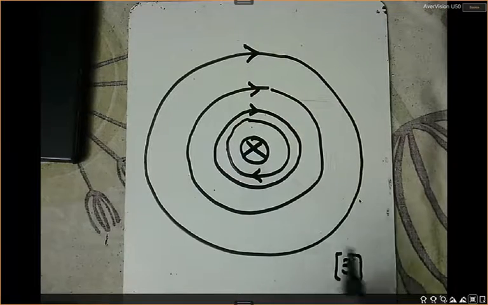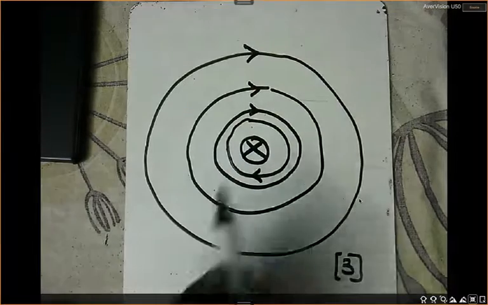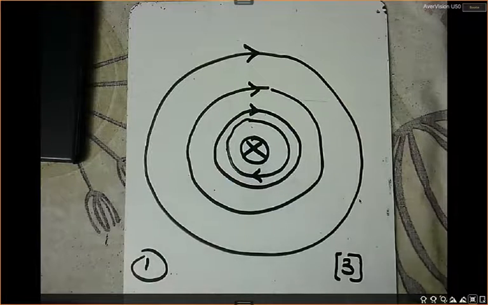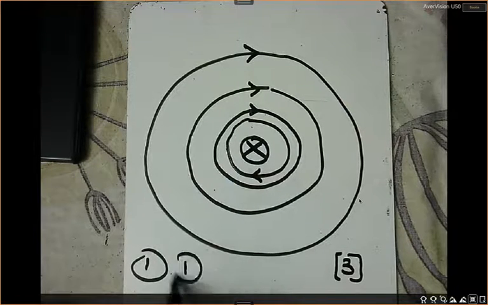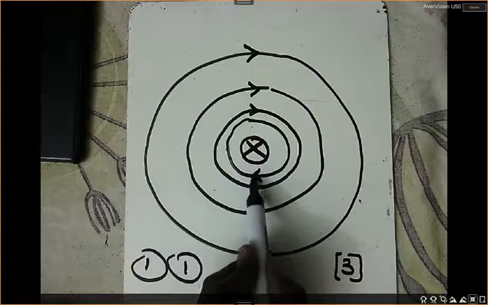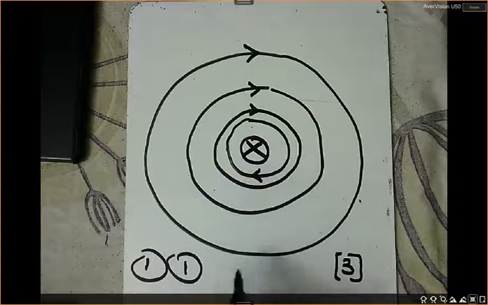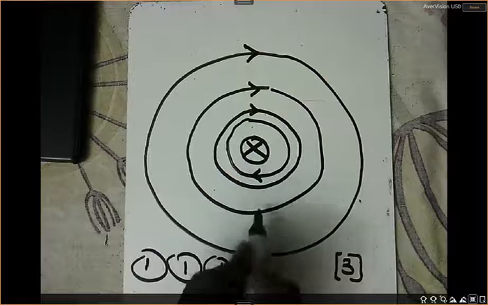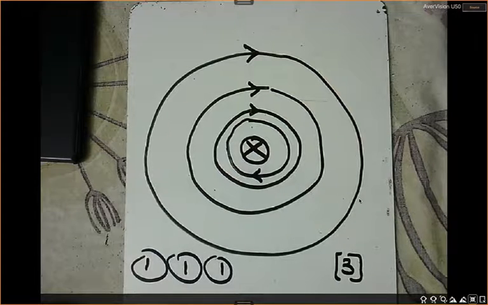One mark is for recognizing the shape. If you draw circles, you get 1 mark. If you know the direction, you get the second mark. If you make sure that the distances are not the same, you get the third mark. But if you drew same distances, you just might get a 2 out of 3. And this is the main idea, and this is how you draw field lines around a current carrying conductor. Okay?